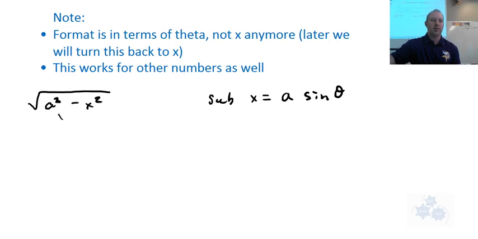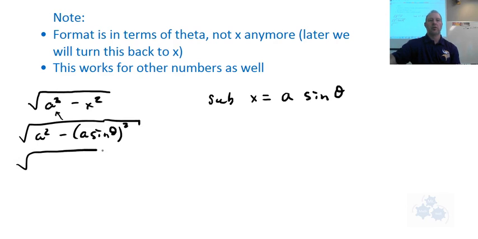And notice that this is the format with a squared. So that a is going to be the square root of whatever number this is. So first of all, I'll do it with a just intact there so you can kind of see. So we have a squared minus now a sine theta all squared, which is a squared minus a squared sine squared.